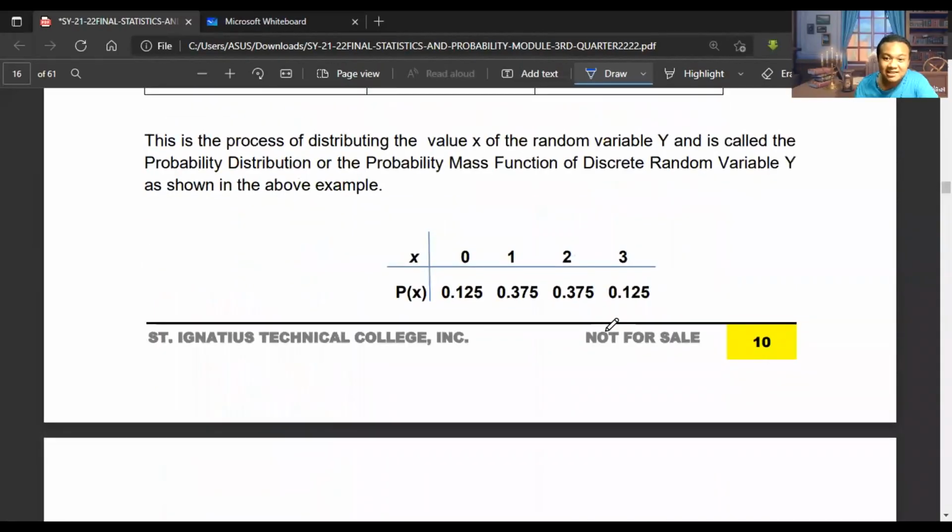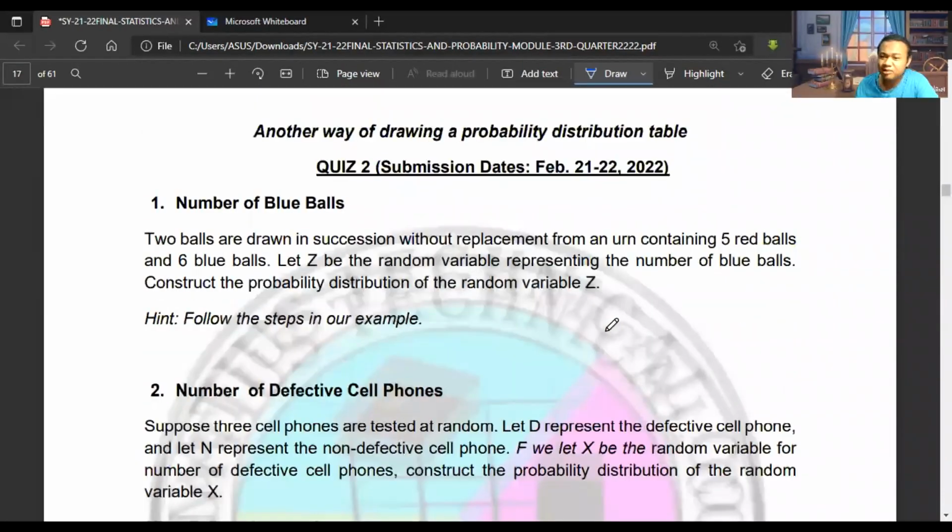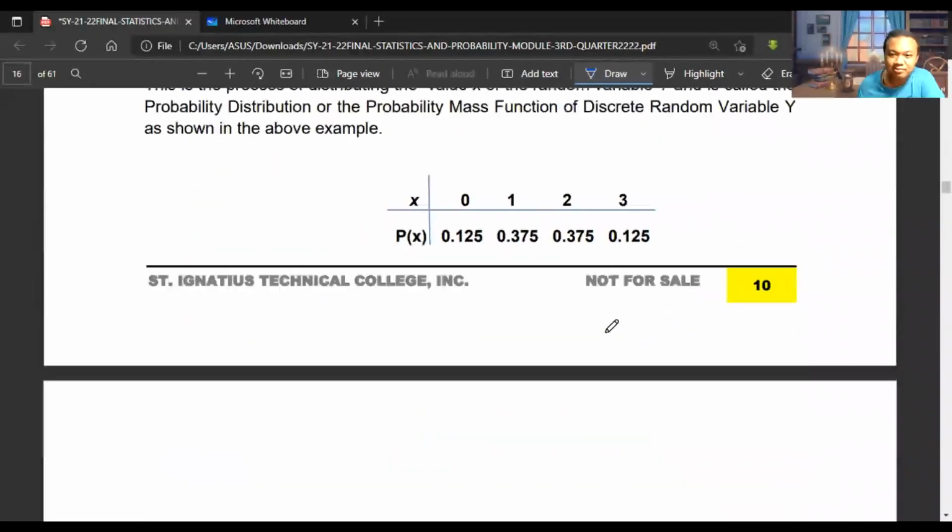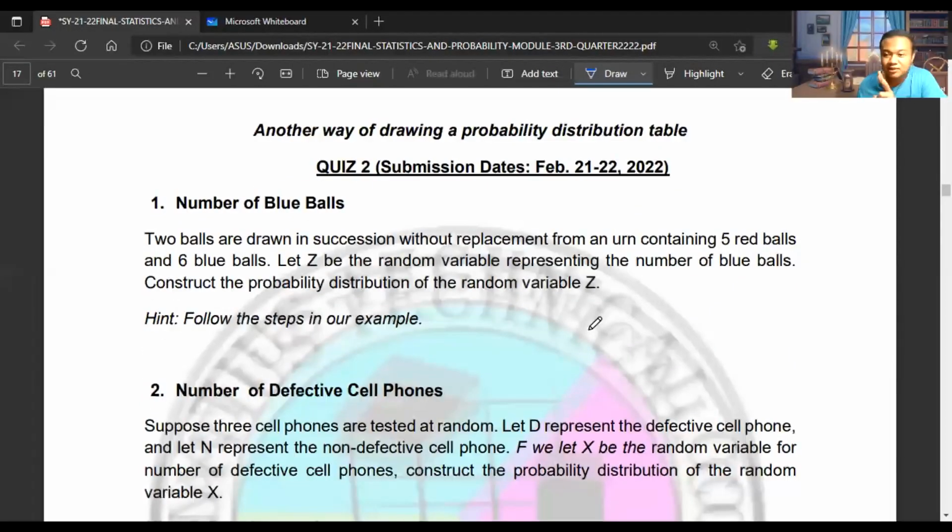Next is quiz 2. It's the same thing: follow the steps in the example. Two balls are drawn in succession from a container with 5 red balls and 6 blue balls. Let z be the random variable. It's the same again, and then construct the probability distribution of the random variable z.